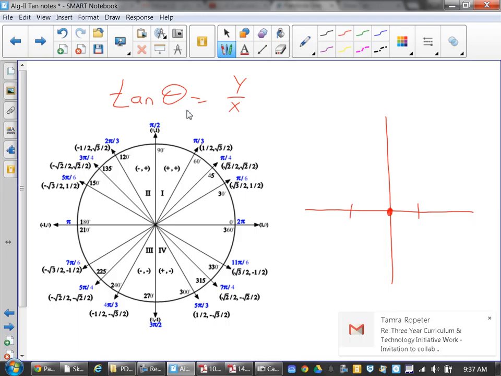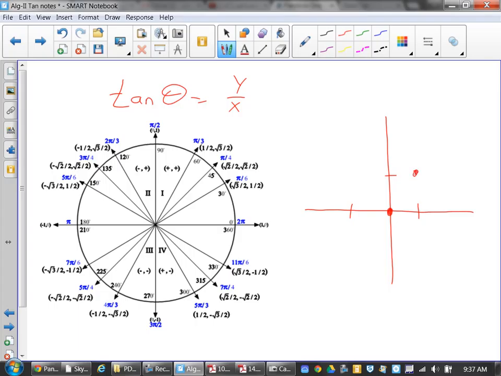We knew that tangent at pi over 4 was what? 1. And at negative pi over 4, it was also negative 1. As tangent approached pi over 2, you had 1 divided by 0. What happens when you divide by 0? You get undefined, which when you graph it, what do you put? You put asymptotes. So what happens with tangent is tangent gets asymptotes.